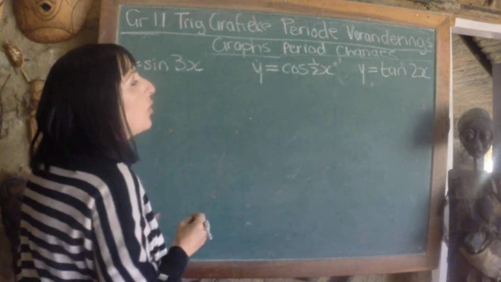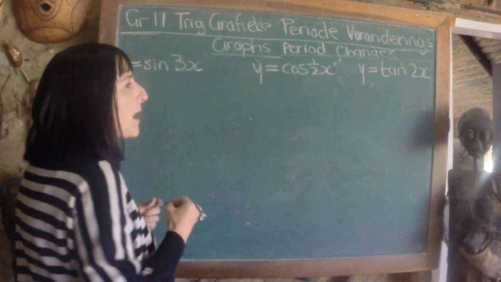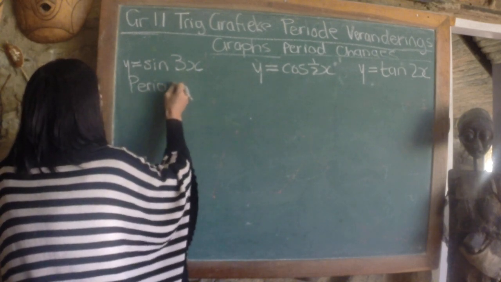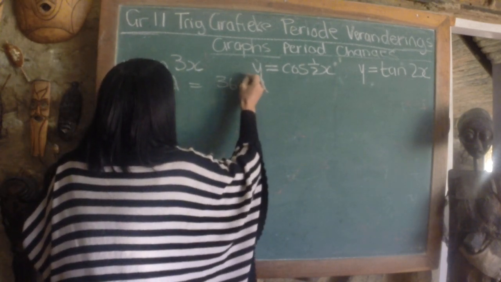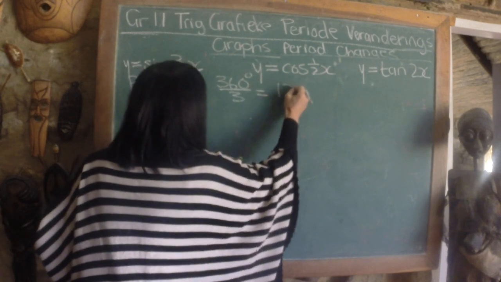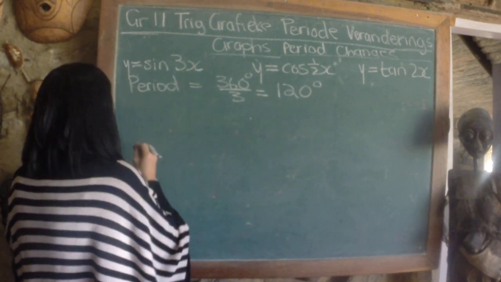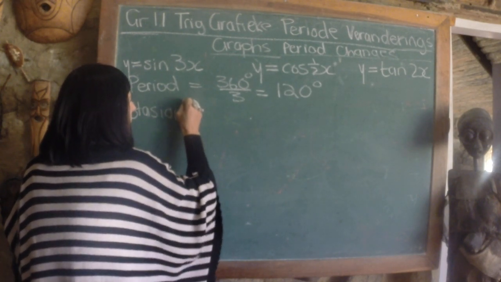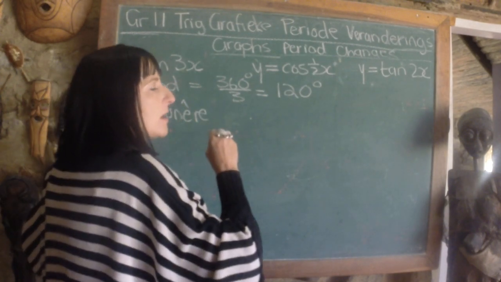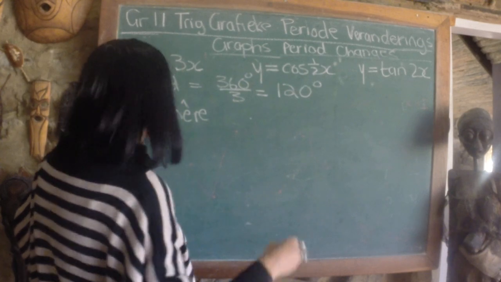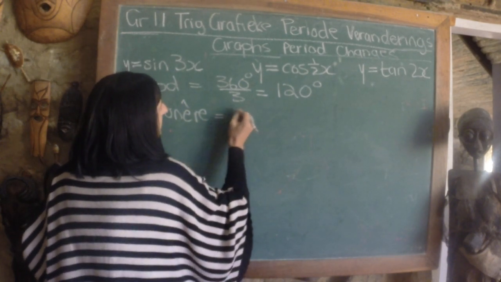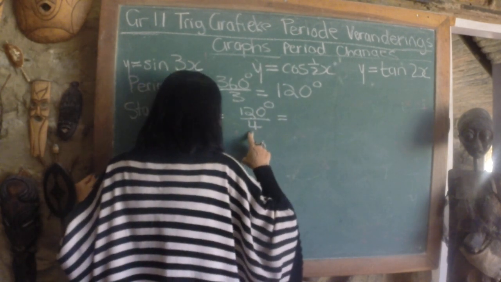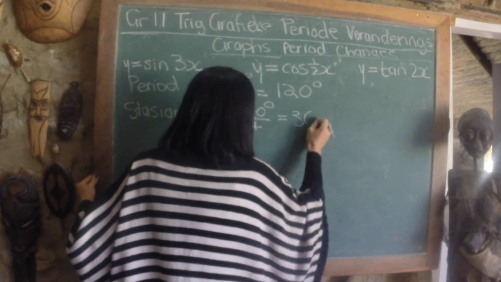The normal period for a sinus, a mother function, will be 360. So my new period now, I'm going to work it out. It's going to be 360 degrees divided by 3, and that gives me 120. If I take that 120, my stationêre punte, that points, met ander woorde, op my asse, my maximums en my minimums. Dit noem ek stationêre punte. Vat ek al 120 grade en ek deel dit deur 4. Altyd. Always divided by 4. That gives me 30 degrees.